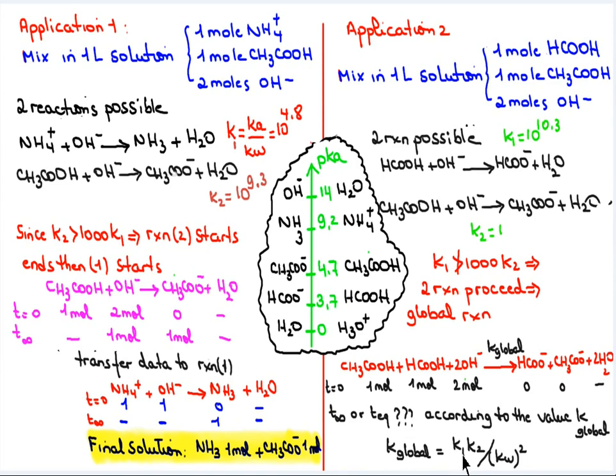K global is equal to K1 times K2 divided by Kw square. So we write the table of conversion at t equals 0. We have 1 mole, 1 mole, 2 moles, 0, 0. According to the value of K global, we can know if this reaction will reach t equals infinity or t equilibrium. If the value of K global is very high, we work on t equals infinity. And if the value of K global is low, we work at t equilibrium.